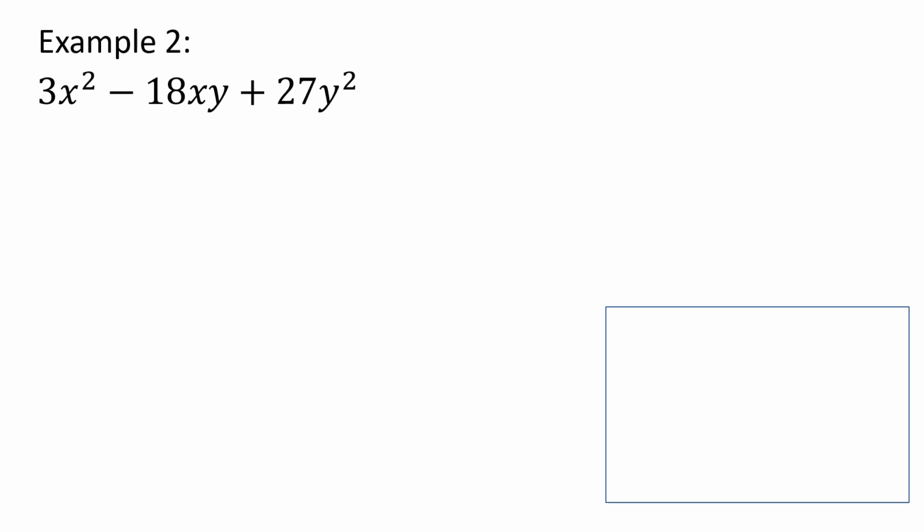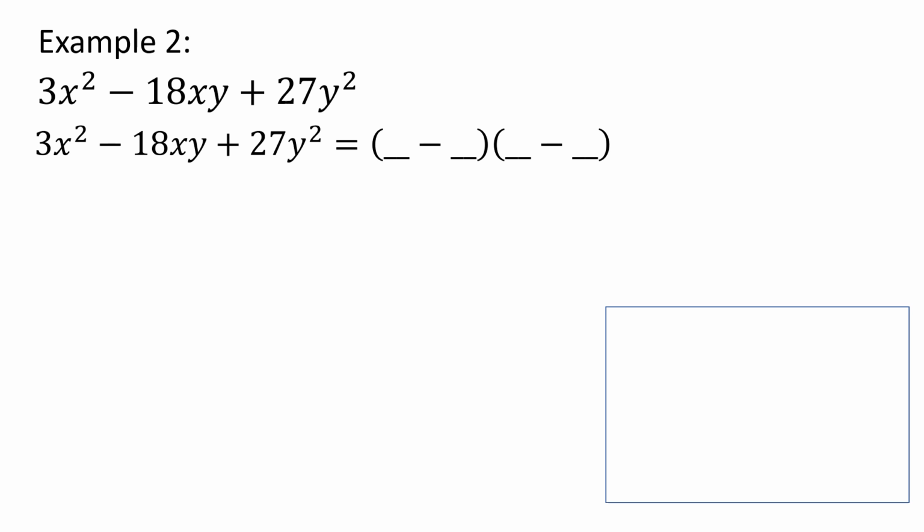Let's proceed to our example number 2: 3x squared minus 18xy plus 27y squared. So first, take a look if they have a common monomial factor. Get the greatest number that can divide 3, 18, and 27. Also look at their variables if the three terms have a common variable. Don't forget to write the formula so that it will be easy for you to put your answers. So our common monomial factor is only 3.